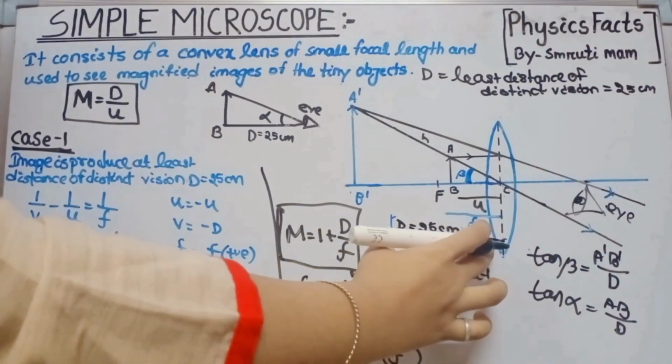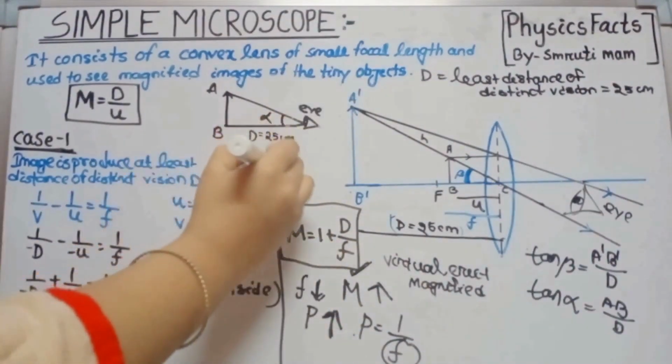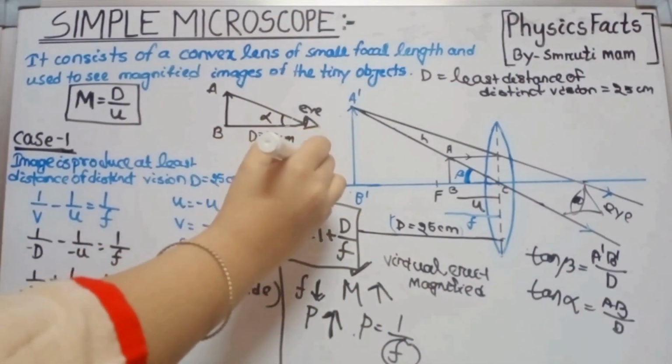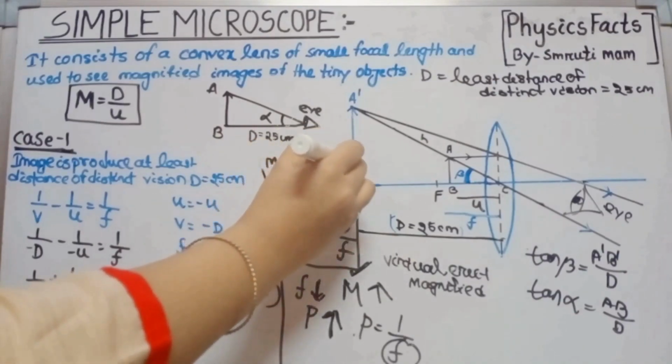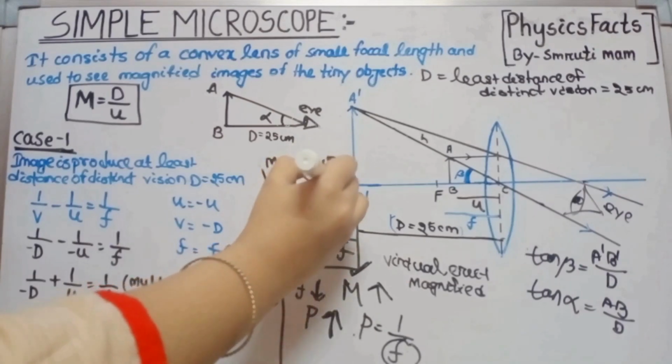डिस्टेंस विजन पर हम जो इमेज पाएंगे, मैक्सिमम मैग्नीफाइंग पावर होगा, maximum magnifying power.